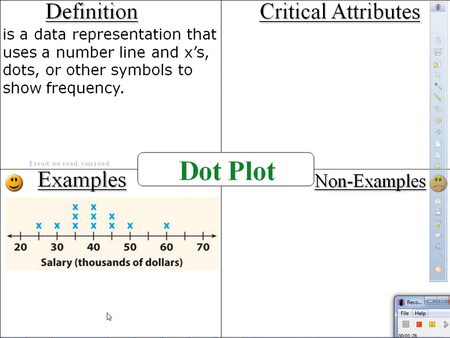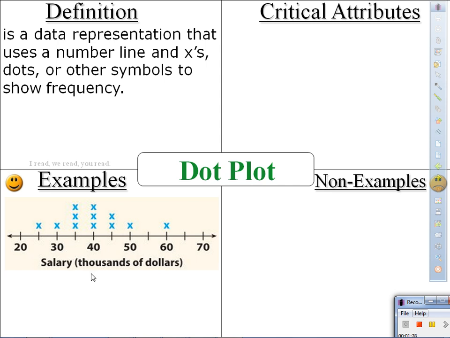Fairly simple. So if I was to ask you a question from this example, such as, look at it. Tell your neighbor which salary has the most frequency. All right, let's see. Which one has the most frequency? Julian. 35 and 40. Hands up if you agree with 35 and 40. That is incorrect. About 35,000 and 40,000.